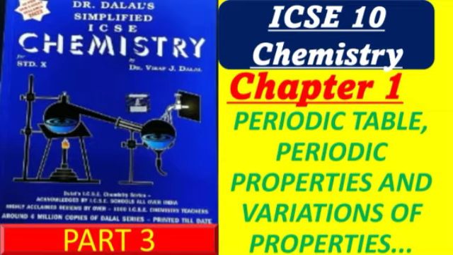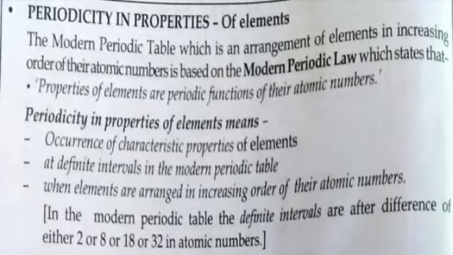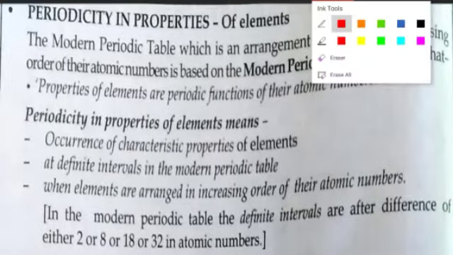In this part we will be discussing the variation of periodic properties in periods and groups, and the first variation, that is atomic size, we will be discussing. Let's start. Now, periodicity in properties of elements.